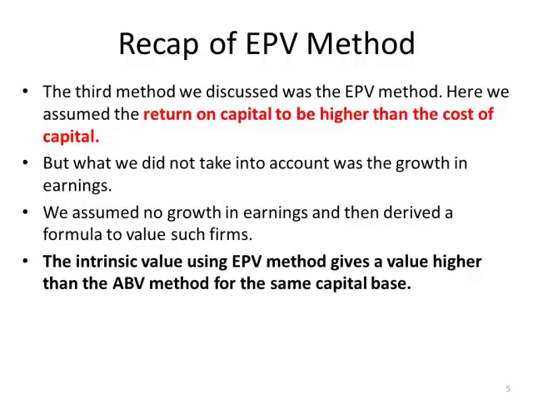The intrinsic value using the EPV method gives a higher value than the ABV method for the same capital base. So essentially, if we use EPV, we'll end up with a higher number or a higher valuation as compared to ABV. And this makes sense because when we use EPV, we are assuming a higher return on capital compared to the cost, right? So that's being taken into account in the calculation. Whereas with the ABV method, we're either assuming that they're the same or we're assuming that the returns are lower than the cost.